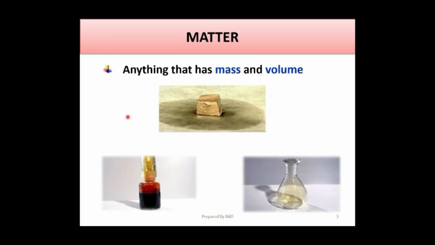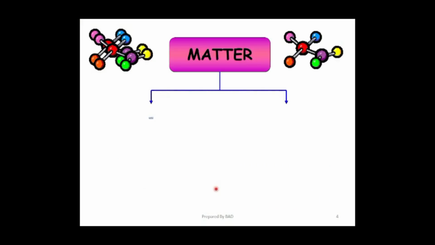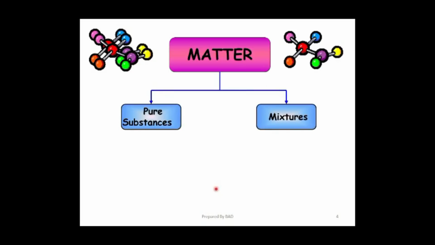For example, solid, non-solid phase, like gold or whatever, or in the liquid phase, this may be ink, and also in the form of gases. And matter we can classify into two: one is pure substances and one is mixtures.